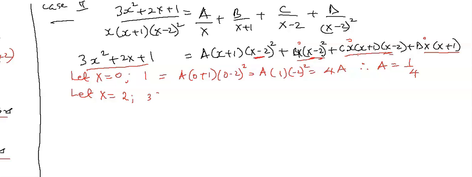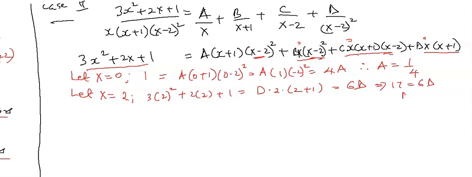And this side will be 3 times 2 squared plus 2 times 2 plus 1, is equal to d times 2 times (2 + 1). And on this other side, 2 times 3 will give us 6d. On the left side, we shall have 4 times 3, 12, plus 4, 16, plus 1, 17. So we have 17 is equal to 6d, and therefore d is 17 over 6.